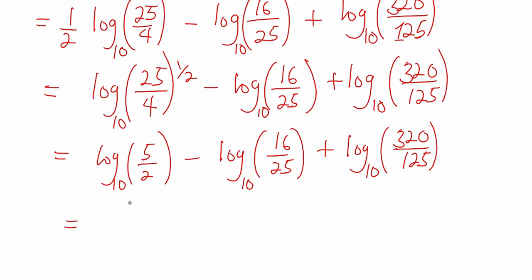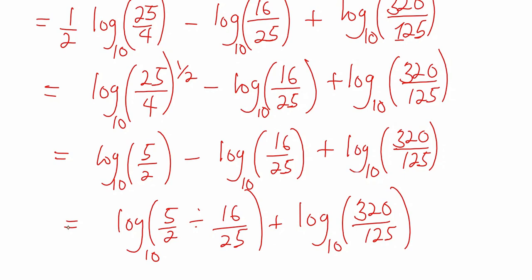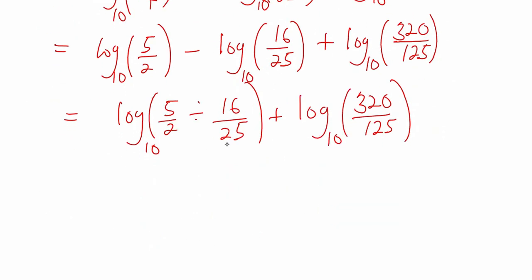So at this point, considering the first two terms, we can write a single logarithm as logarithm of 5 out of 2. Now once they are subtracting, then we can divide. So divided by 16 out of 25 to the base 10, and then plus logarithm of 320 out of 125 with the base 10. Now at this point, we can reciprocate that of 25 and 16 by making the division sign a multiplication.